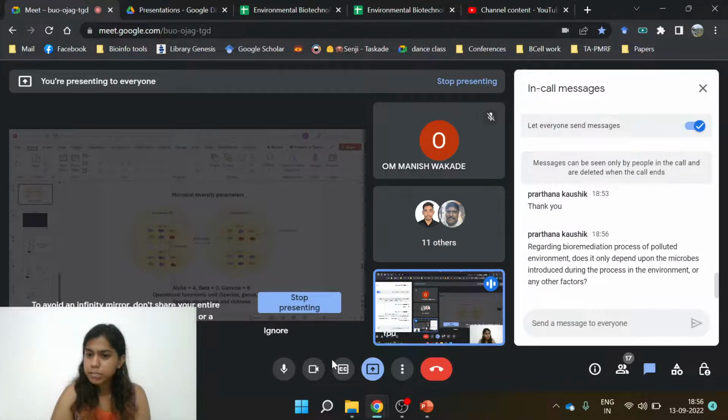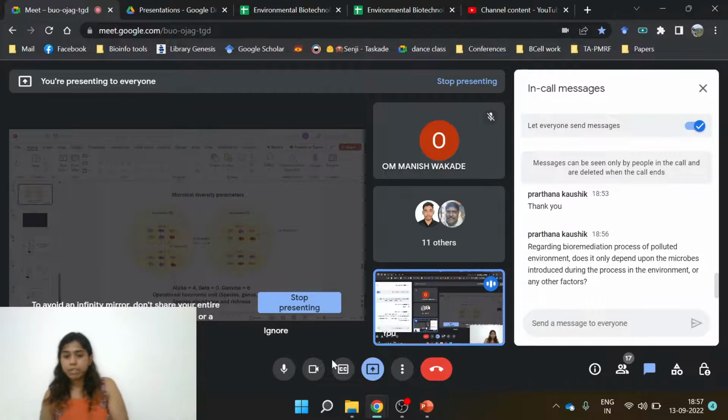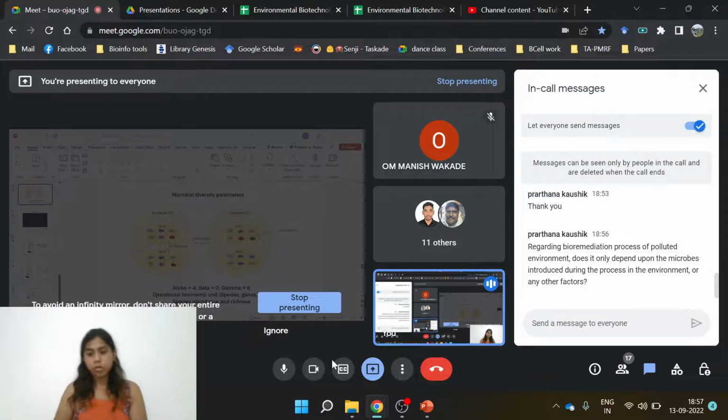Okay. Regarding the bioremediation process of a polluted environment, does it only depend upon the microbes introduced during the process, or any other factors? It definitely depends on other factors as well, because like what we have been discussing so far, the microbes need certain conditions to grow, so they don't really behave the same way in an environment along with other microbes, because microbes interact among themselves, they interact with other species, they interact even with the abiotic factors and so on.